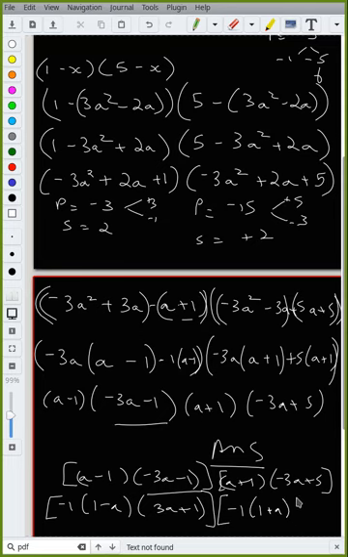Then here you wrote again 1 plus a, and here we did 3a minus 5. The minus gets cancelled, so you are left with 1 minus a, 3a plus 1, 1 plus a, and 3a minus 5.